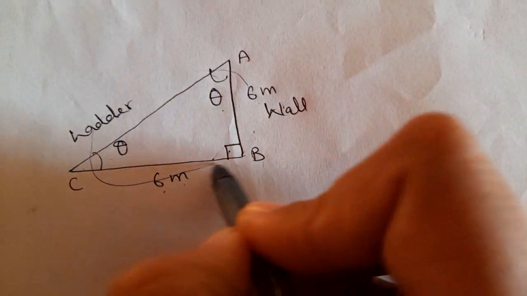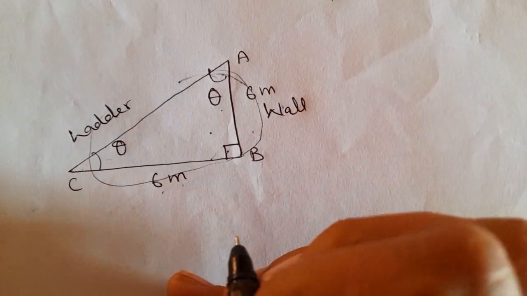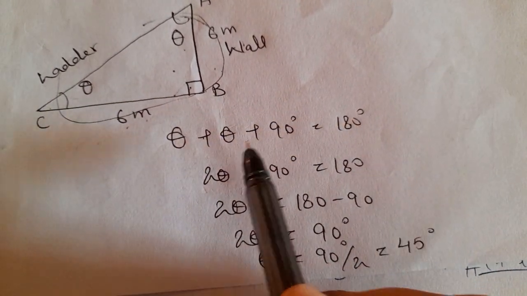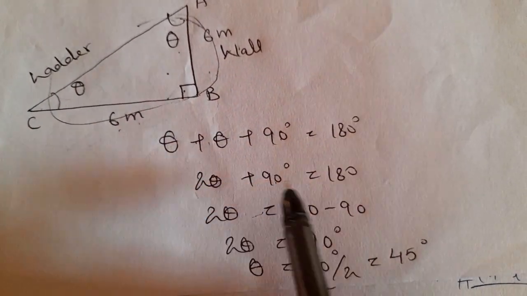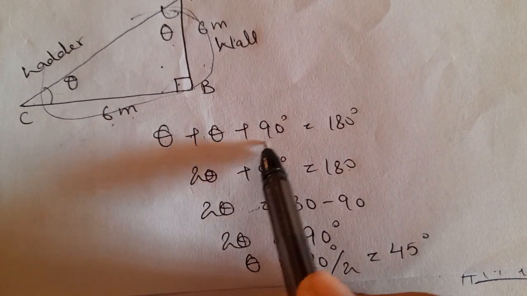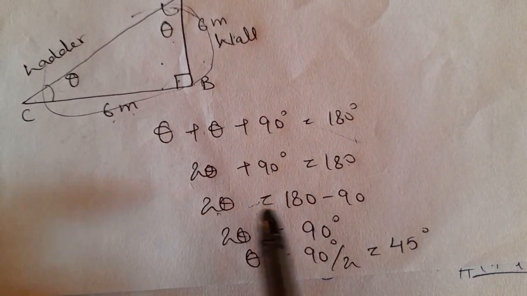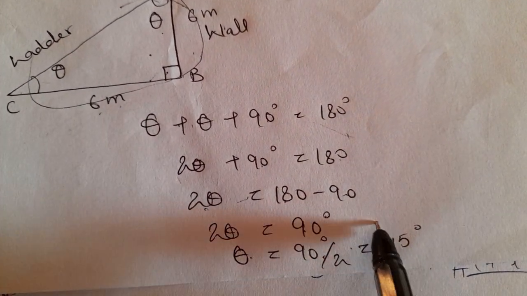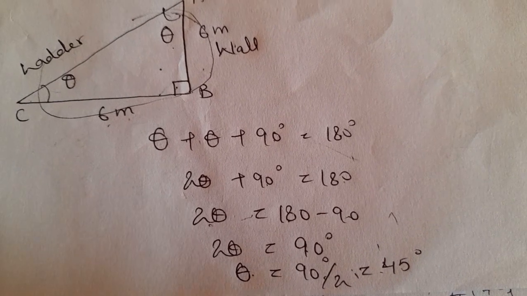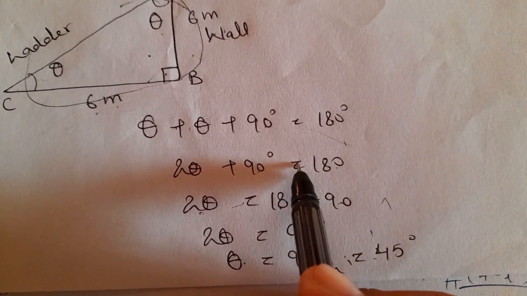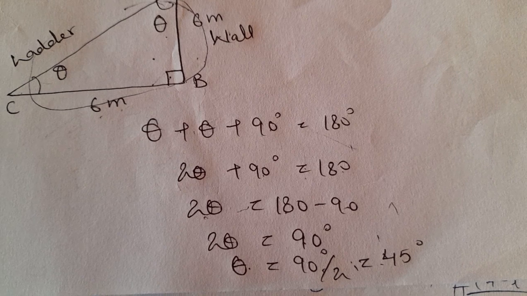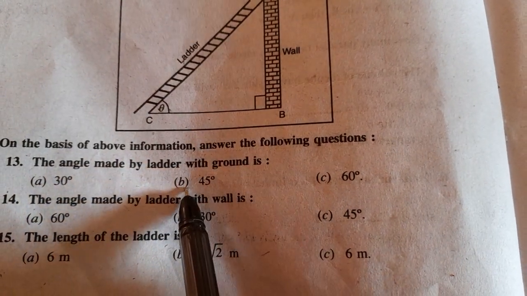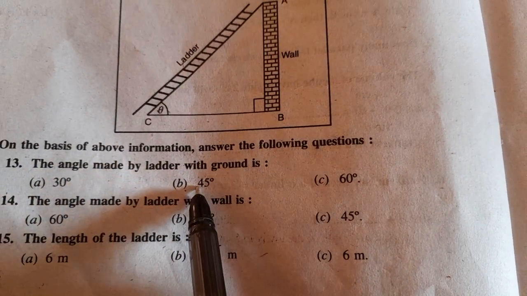We know that the sum of all the angles of a triangle is 180. So we got here theta plus theta plus 90 is 180. We got 2 theta plus 90 degree equals 180 degree. After shifting this, we got 2 theta equals 180 minus 90, that is 90. Theta equals 90 by 2, and that is 45. You can write it directly or you can solve in this way. So the angle made is 45 degree, and the answer is B. The angle made by the ladder with the ground is 45.